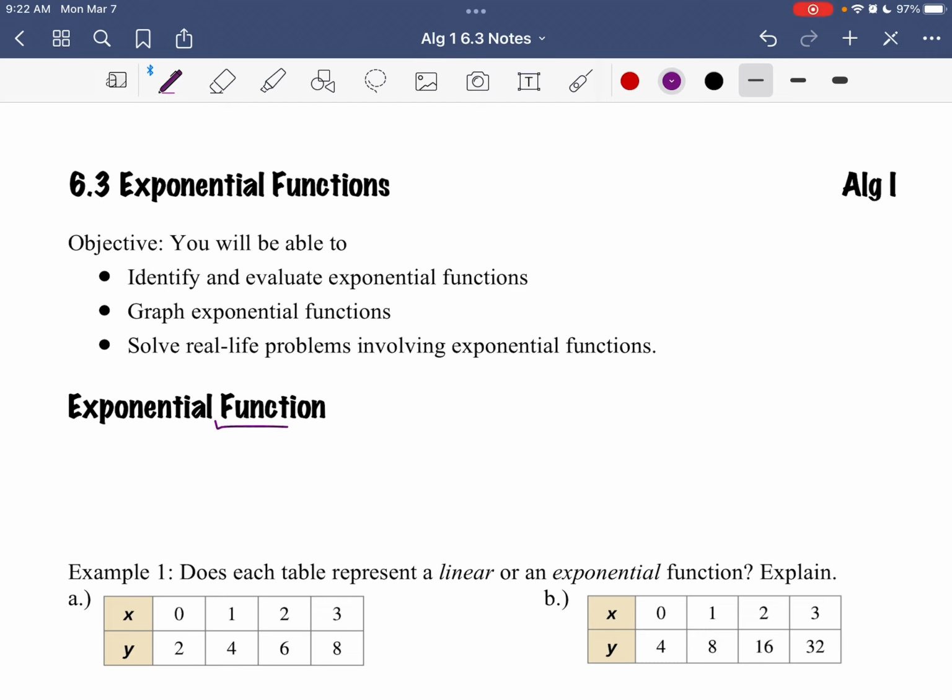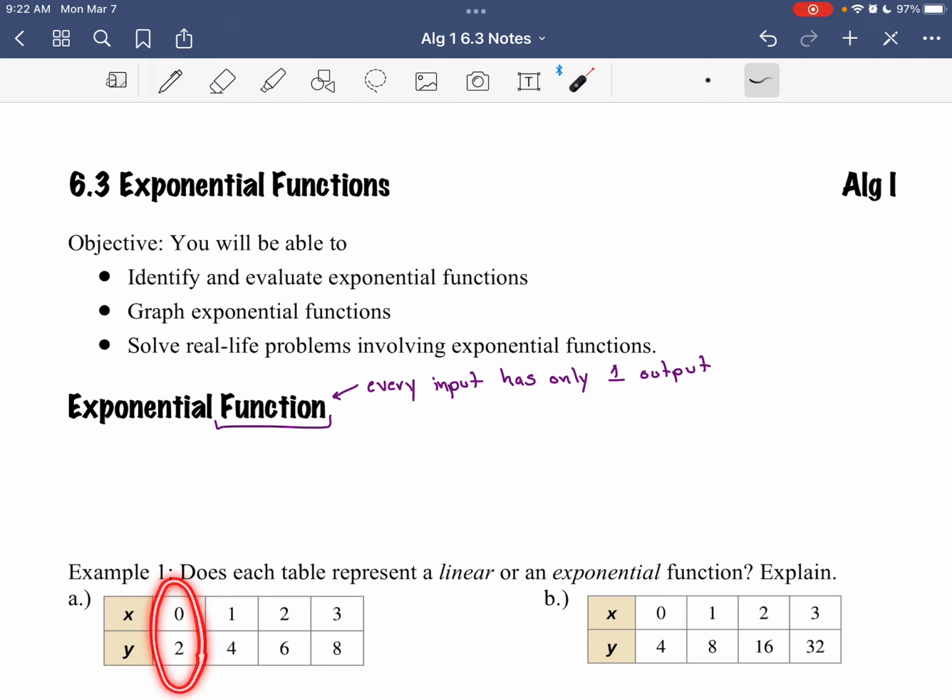First and foremost, it's a function, which means that every input has only one output. Meaning if I put in a 0, the only possible output is a 2. Okay, I can't put in a 0 later on and get out a 12. That wouldn't work. It wouldn't be a function. Okay, but this is a special type of function. It is an exponential function.